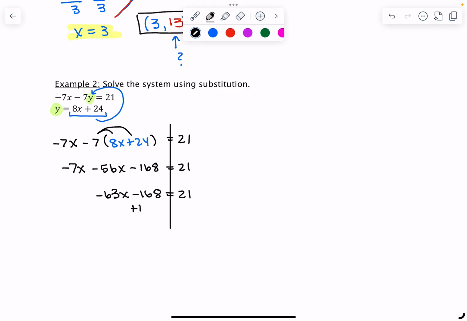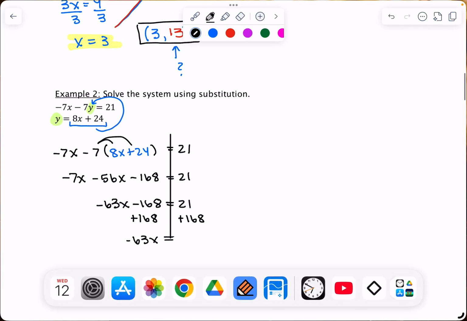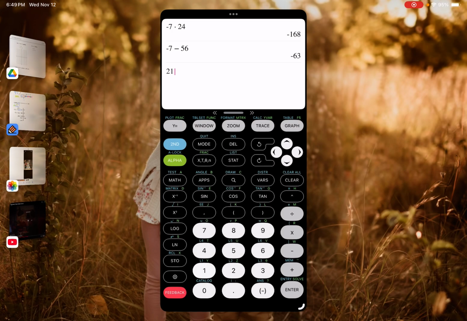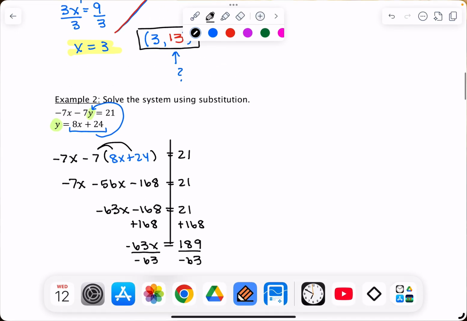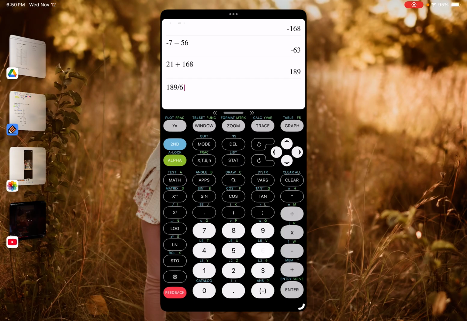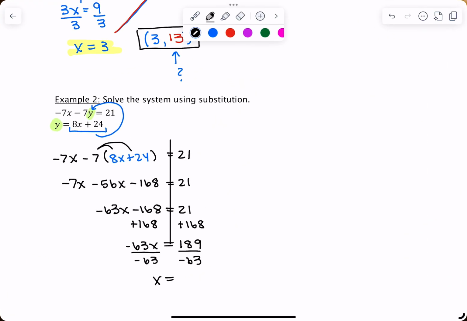To get x alone, I'm going to add the 168. So I've got negative 63x equals, let's check in my calculator, what 21 plus 168 is. 189. So this equals 189. Divide both sides by negative 63. Let's check in my calculator. 189 divided by 63, and I get 3. Well, negative 3 because there's a negative. So now I know the first part of my coordinate pair is negative 3.